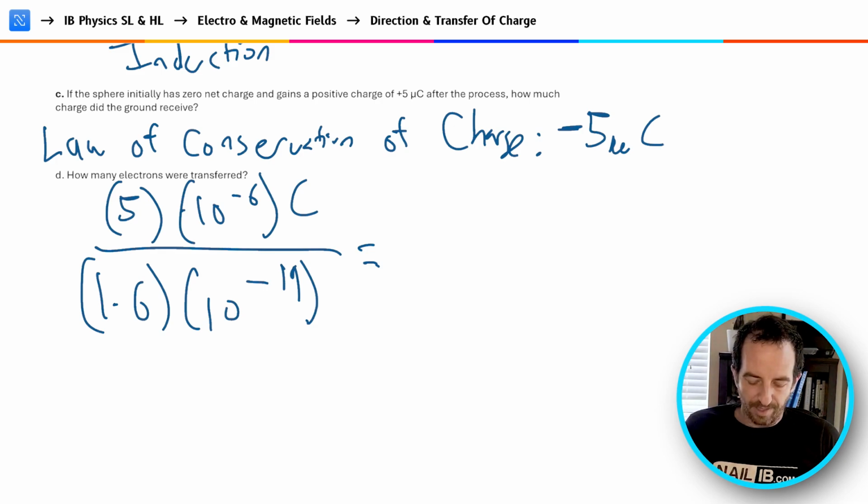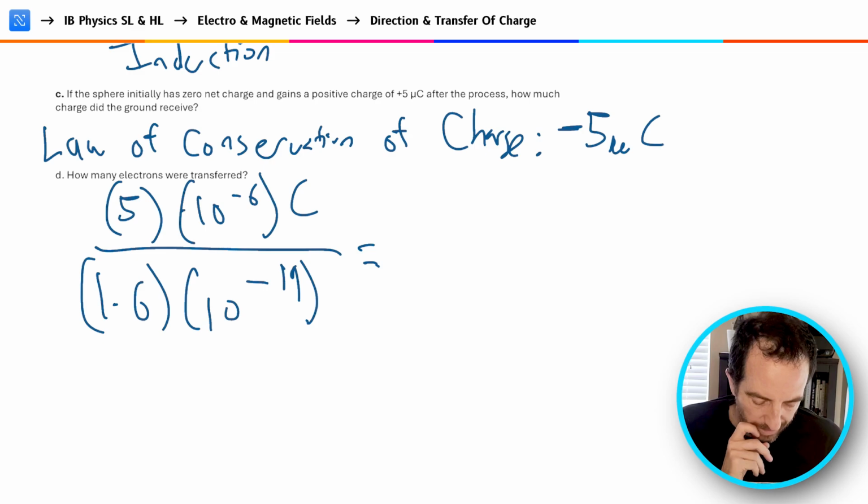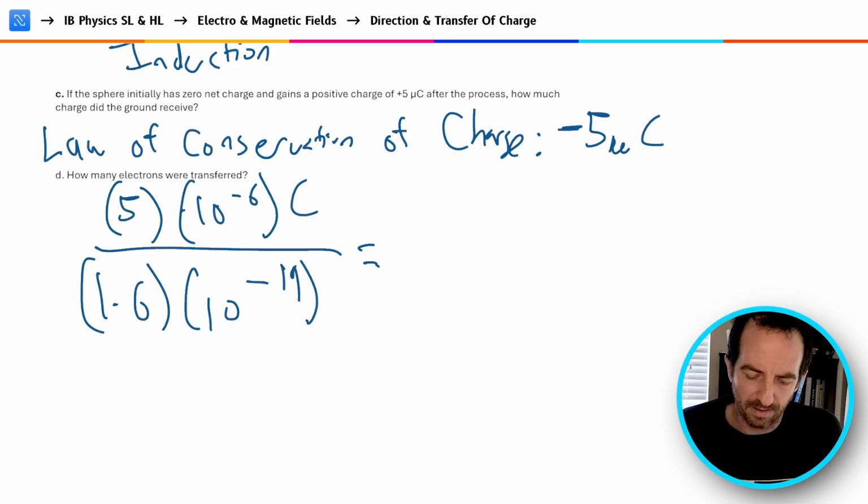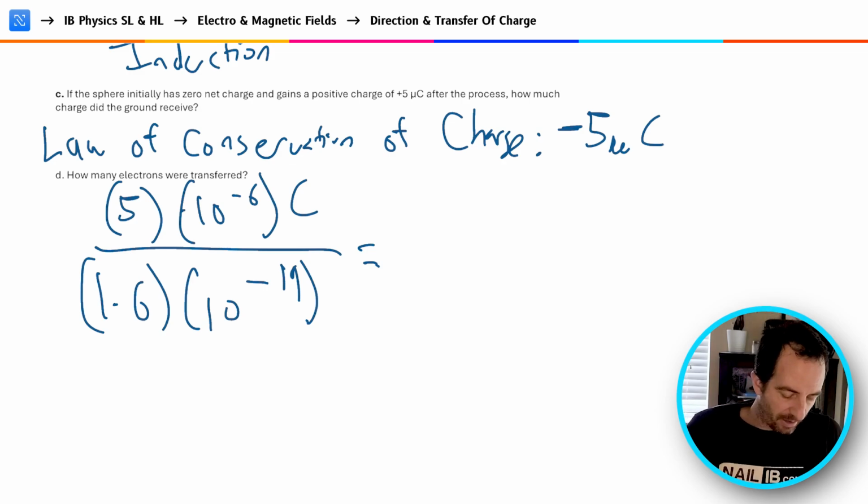If you do it on your calculator, just make sure you get the same answer. Remember, this should be a whole number. If the 5 microcoulombs is correct, this should be a whole number, because you could only transfer multiples of that fundamental charge, which is 1.6 times 10 to the negative 19. Maybe there's a rounding. Well, actually, I did get a whole number.